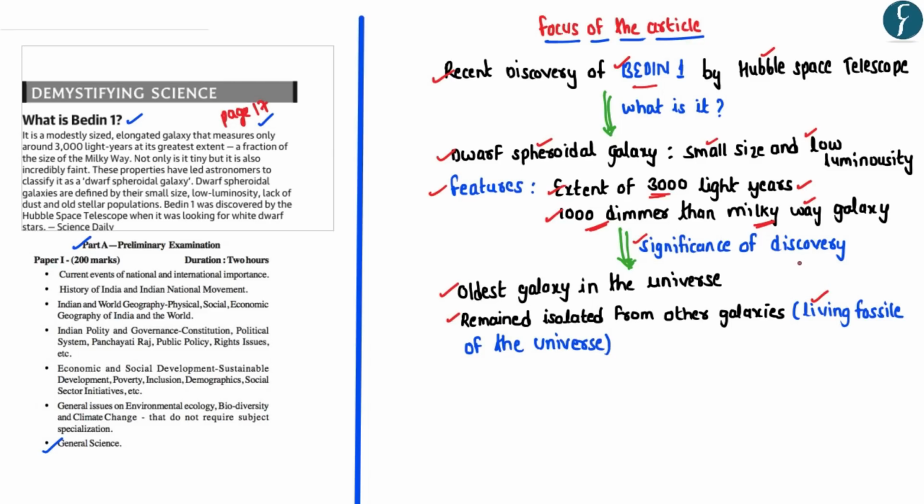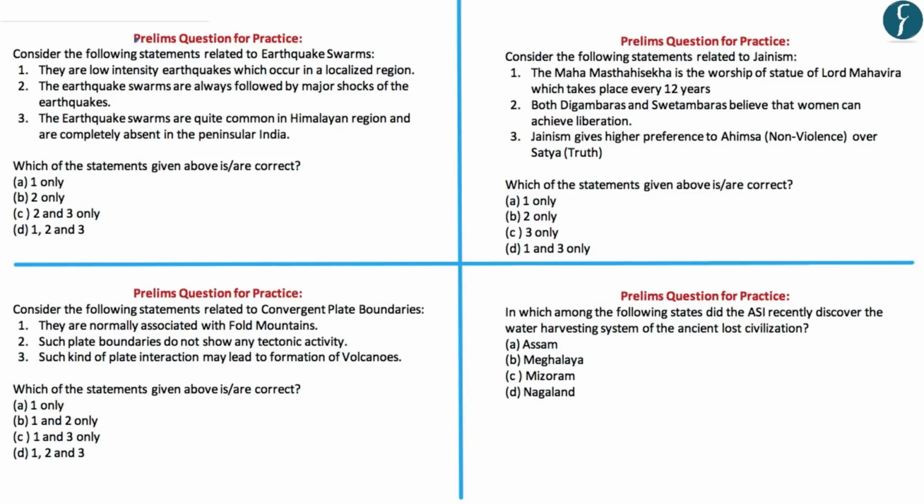So, with respect to your upcoming prelims, firstly you should understand what exactly is Bedin 1, and secondly, you should understand the definition of a dwarf spheroidal galaxy. Now, based upon our discussion, these 4 questions shall be prelims questions for practice. Please pause this video and try to find answers to these 4 questions. We will be discussing the answers after 5 seconds.